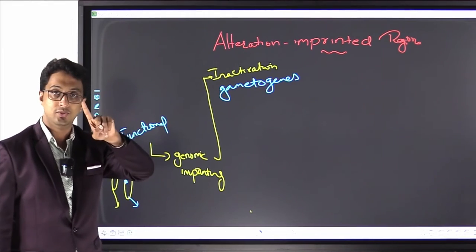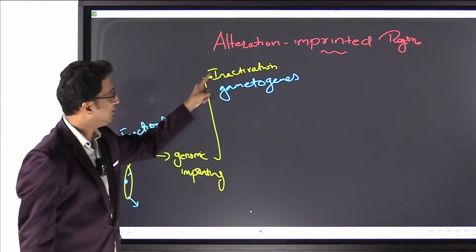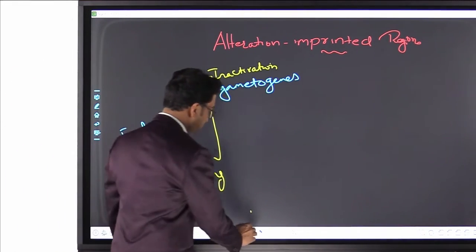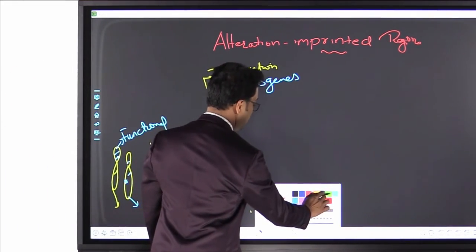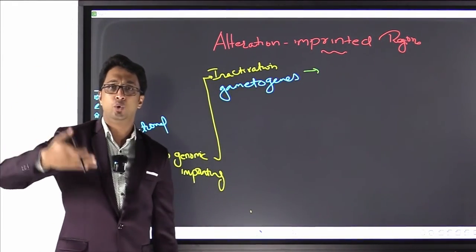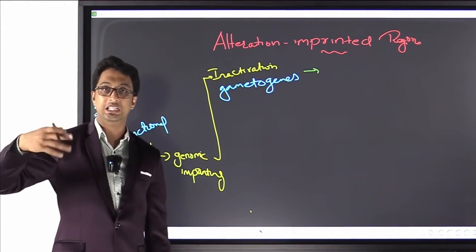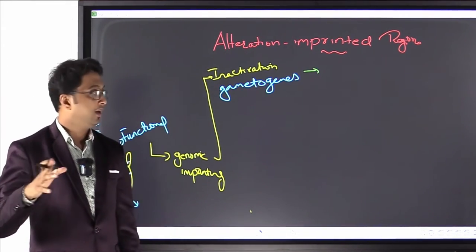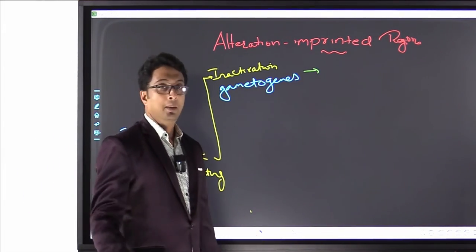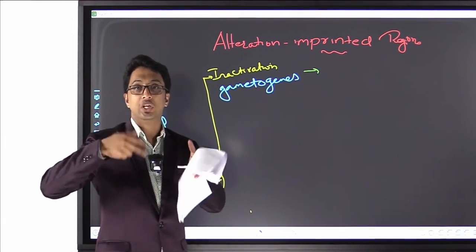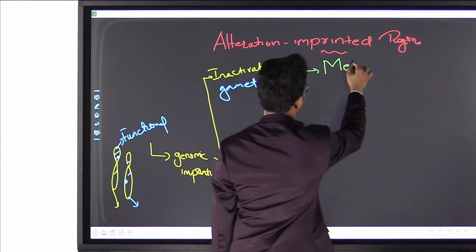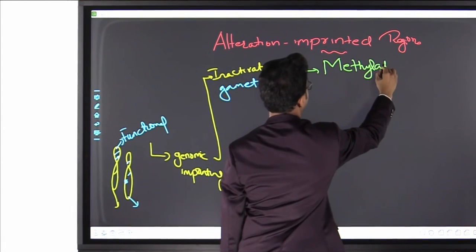Now we are talking about diseases of genes, not chromosomes. Inactivation during gametogenesis, which is an epigenetic process. Why do they say it's an epigenetic process? Because usually alteration is due to a change in nucleotide sequence, like CGG becomes CAG. We'll study this in detail in biochemistry. But epigenetic means there is no change in the nucleotide sequence. One example of an epigenetic process is methylation.